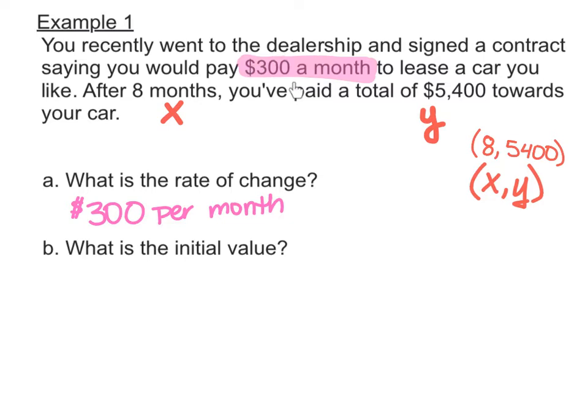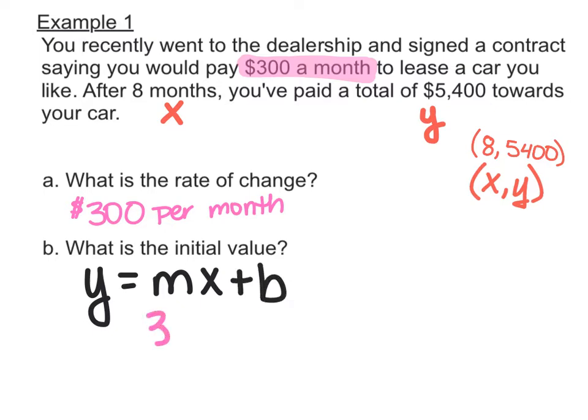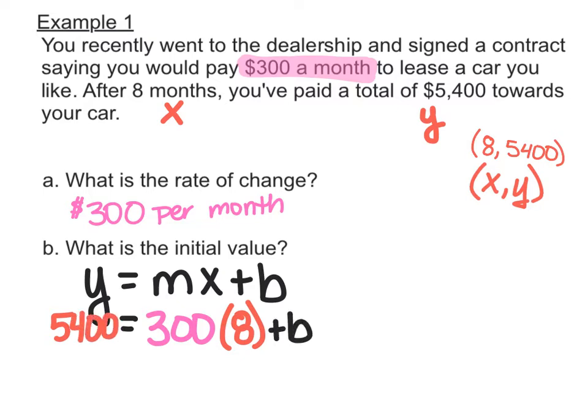So now I can see they've given me my rate of change, or M, and I have an X value of 8 months and a Y value of $5,400. So I'm going to use that to determine my initial value, or B. Remember our general equation y equals mx plus b, and I'm going to fill in what I have. We said previously that our M, or our slope, is 300, and I have an X value of 8 months and a Y value of $5,400. And I'm trying to solve for B, or my initial value.